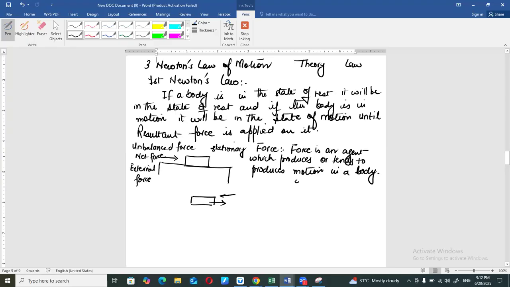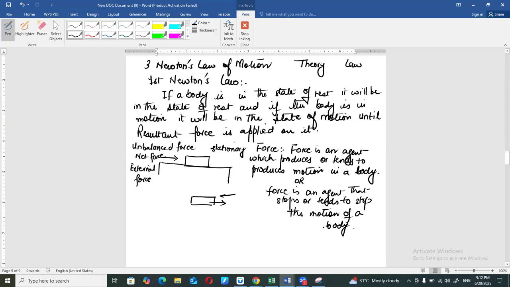So, the second part of the force definition is: force is an agent that stops or tends to stop the motion of a body. This is the definition as per Newton's first law.